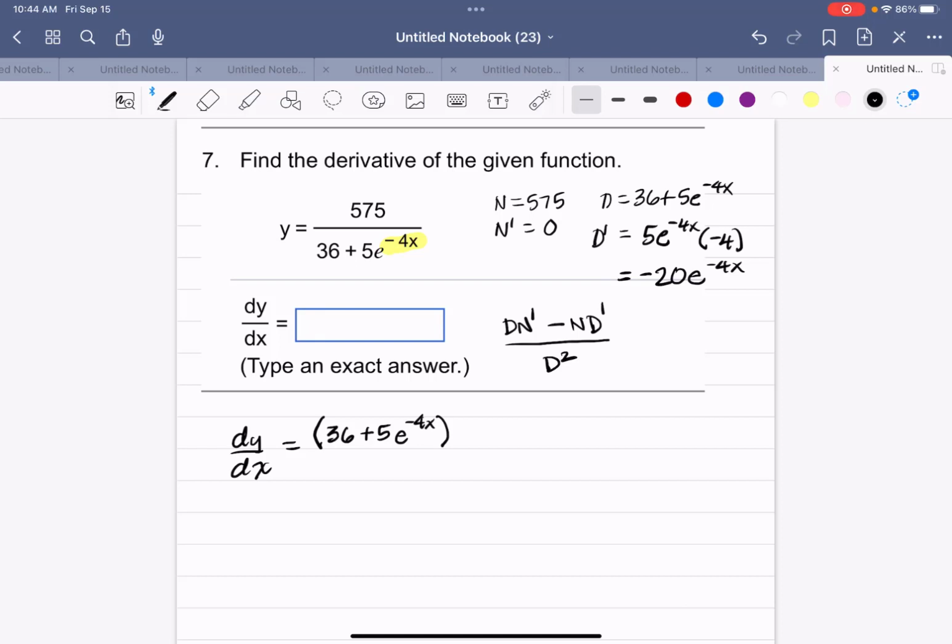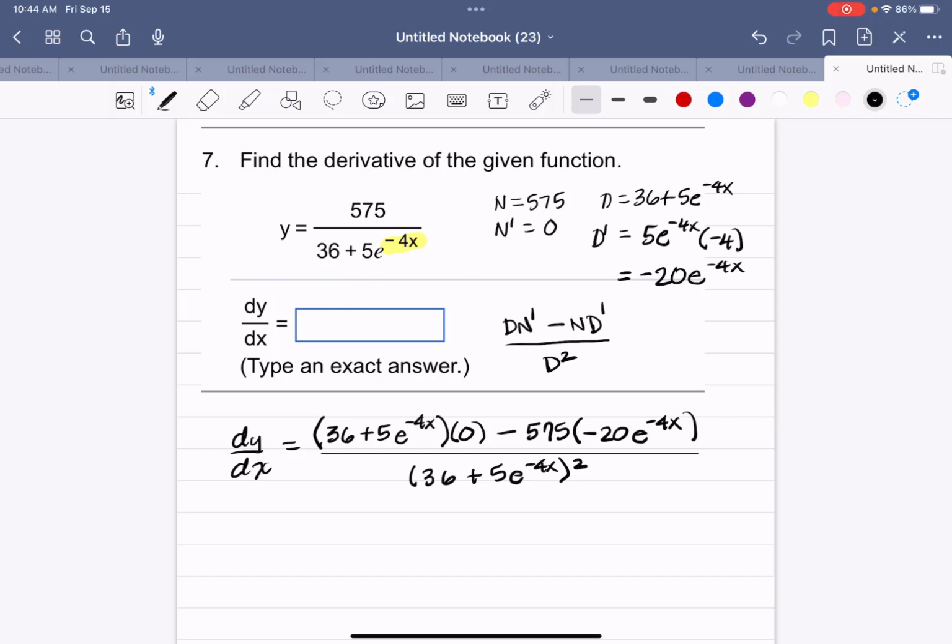The derivative of our numerator is 0, so that's going to actually become 0 because anything times 0 is 0. Then minus our numerator, 575, times the derivative of our denominator, negative 20e to the negative 4x. And all of that is over the original denominator, 36 plus 5e to the negative 4x, and all of that is squared.